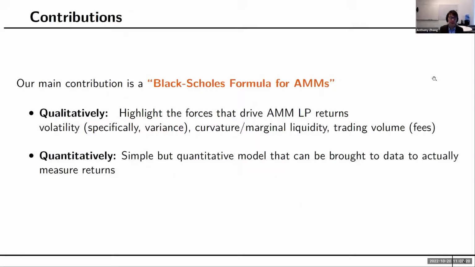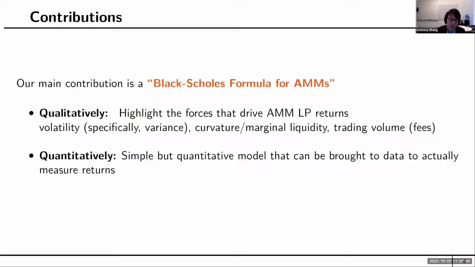To put a slightly grand picture on what we're trying to do, we want to build something like a Black-Scholes formula for liquidity provision on automated market makers. The Black-Scholes formula for option pricing is a formula that you might look at as doing two things. Qualitatively, it gives you comparative statics. When are options valuable? You can decompose option returns into delta, exposure to volatility, and so on and so forth.